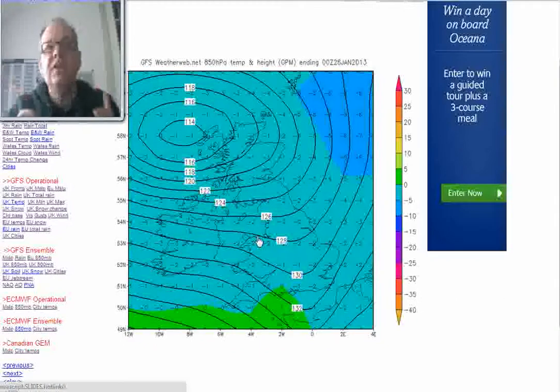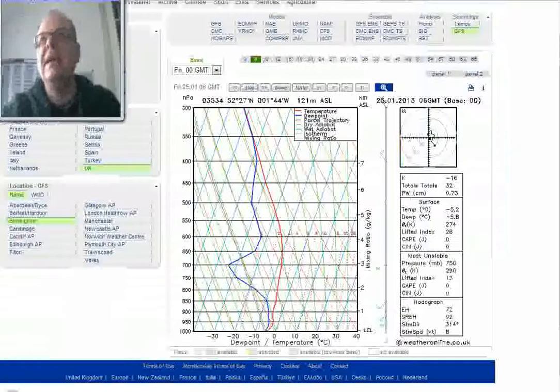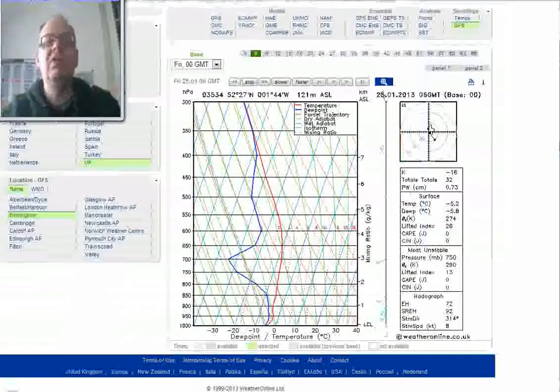But what we need to do is look at the profile of the atmosphere in 3D. And if you go to Weather Online, you can get these charts, these skew-T charts. Won't go into them in detail now, but I do run a weather school about them, and I run online webinar sessions about them too. So do check out for those. You can come along and book your place on one of those.